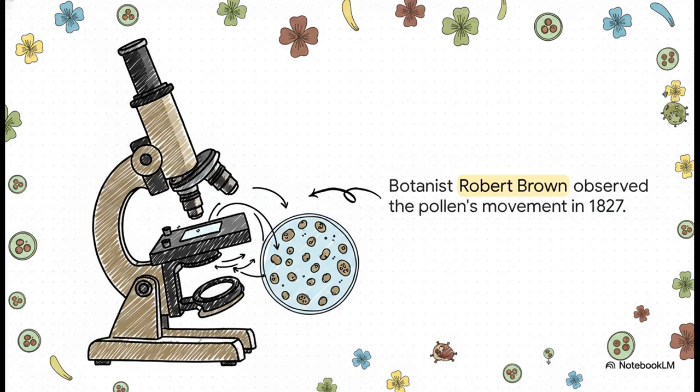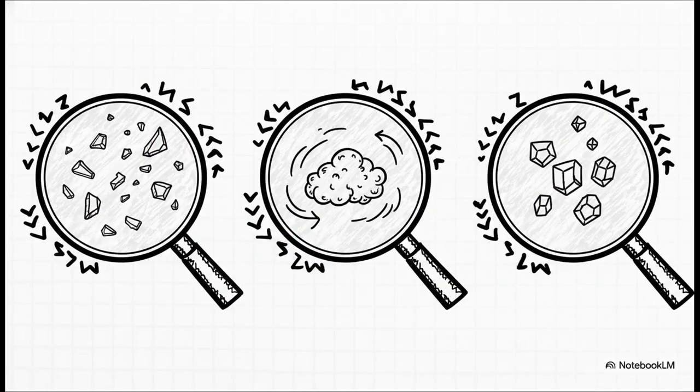Now, because he was looking at organic material, Brown made a pretty understandable guess at the time. He thought, hey, maybe this pollen is actually alive. He really thought this movement was just a built-in feature of biological life. But Brown was a top-tier scientist, right? He wanted to be absolutely sure. So he brilliantly sets out to debunk his own life theory.